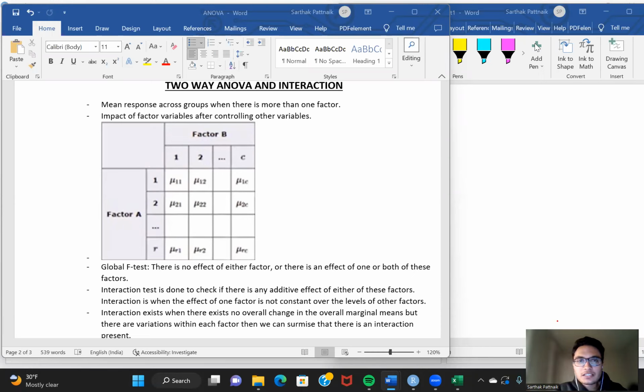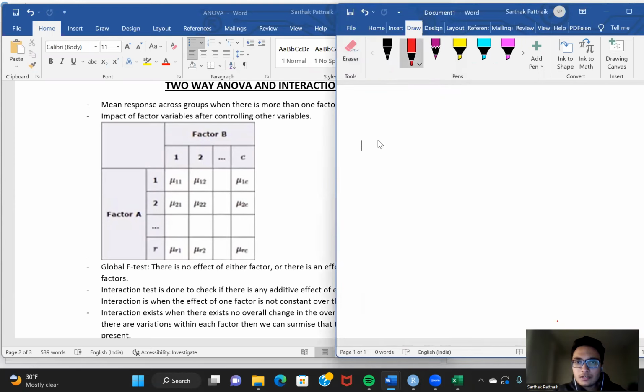In this session, we'll be discussing two-way analysis of variance and interaction. We have already discussed one-way analysis of variance. In one-way analysis of variance, if you remember, our objective was to find out whether the groups which are present in our sample are distinct or not based on a specific parameter.